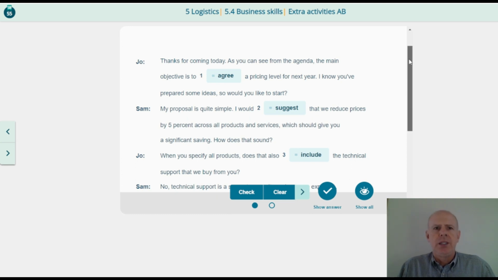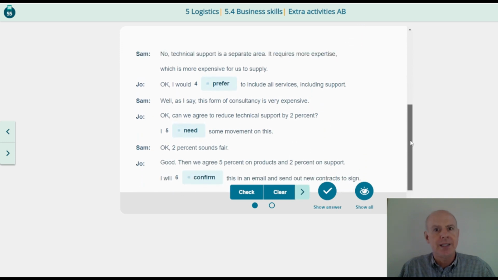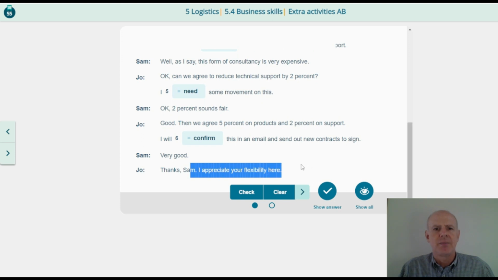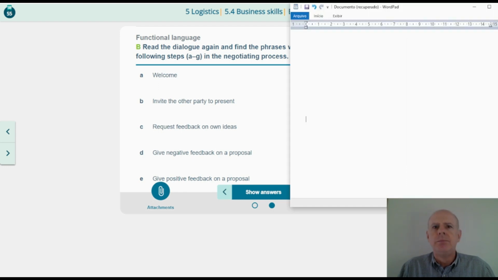Look, I suggest you take a print because we are going to stay in the other page. And then say goodbye. I have this prepared here. The welcome sentence. What was the welcome sentence? Easy, right? Thanks for coming. Thanks for coming today.